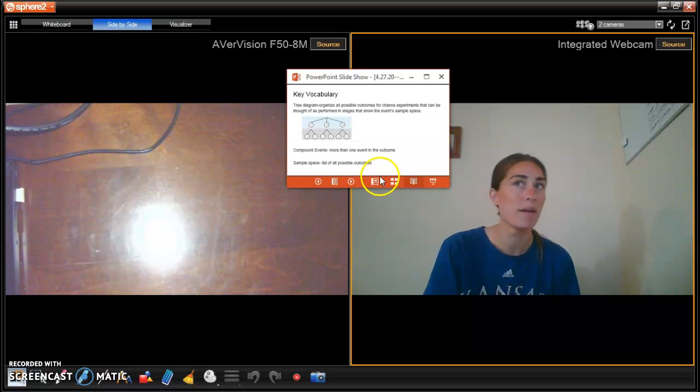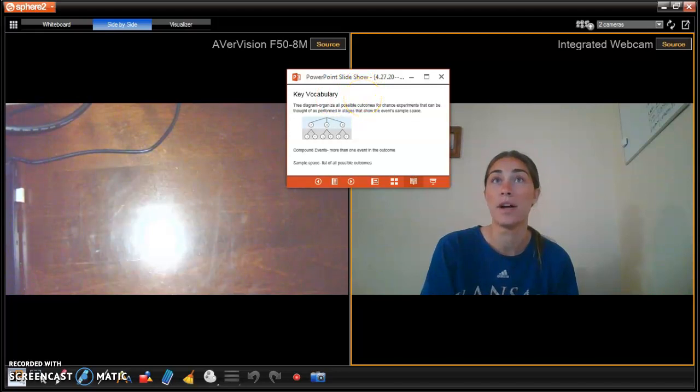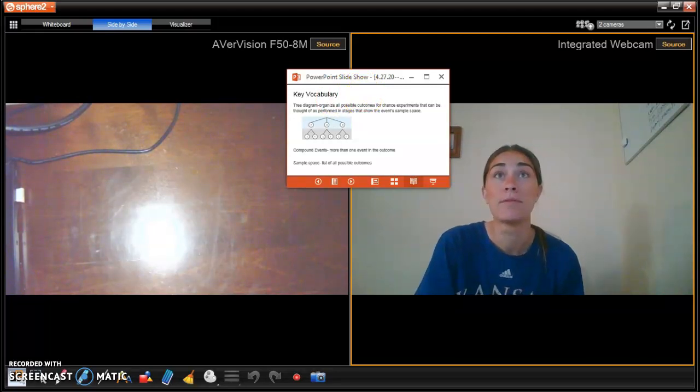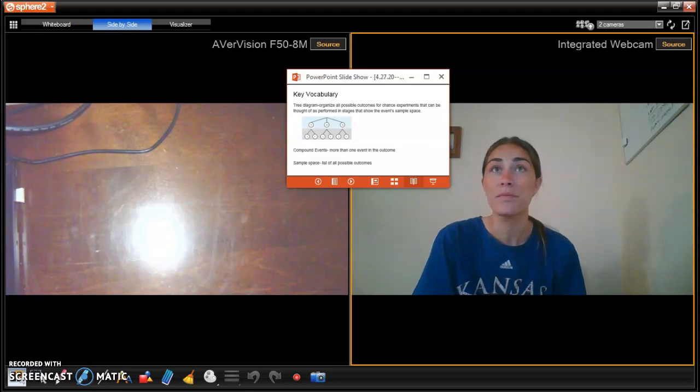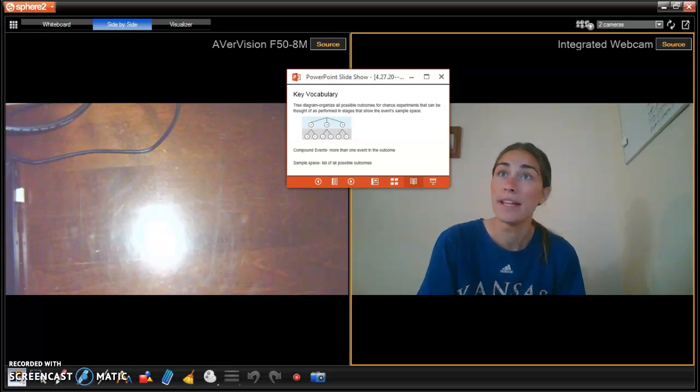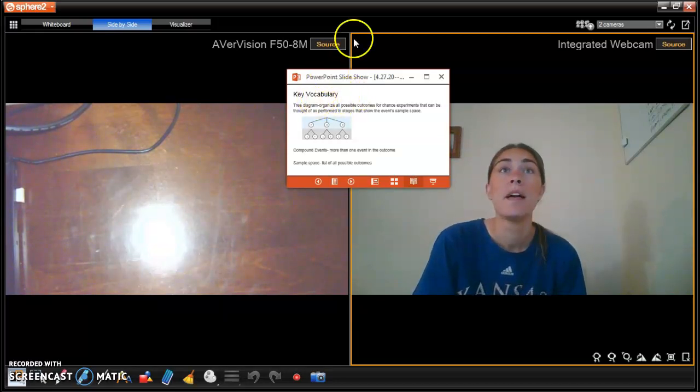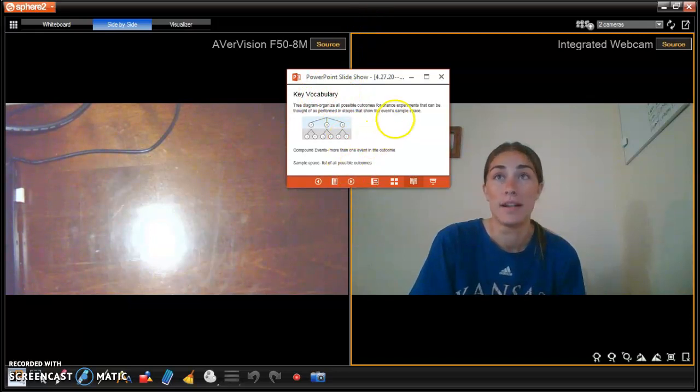Okay, Cardinals. Key vocabulary. All of these vocabulary words are the same. We have a tree diagram, which is used to organize all possible outcomes for a chance experiment that can be thought of as performed in stages that show the event in the sample space. Compound events have more than one event within the outcomes, and sample space is a list of all of the possible outcomes.